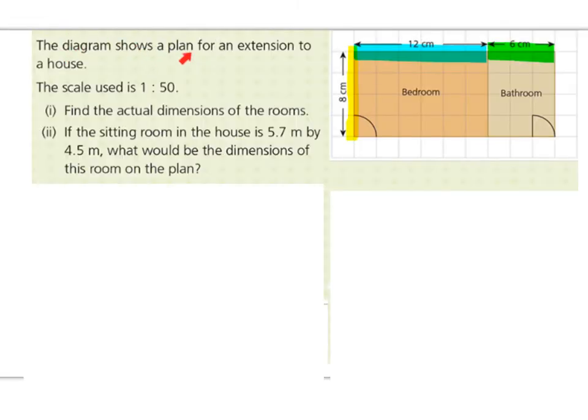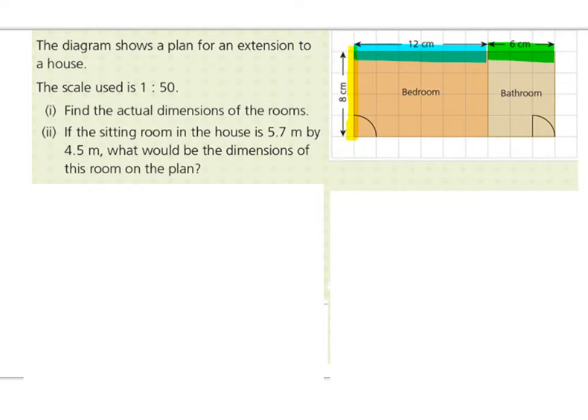The diagram shows a plan for an extension to a house. So we see that they want to extend and build a bedroom and a bathroom onto the side of a house. The scale used is 1 to 50. So in our small plan, the length of the bedroom is 8 centimeters.